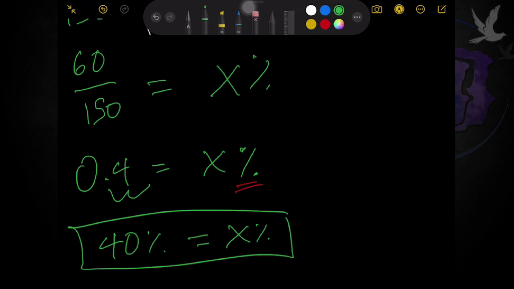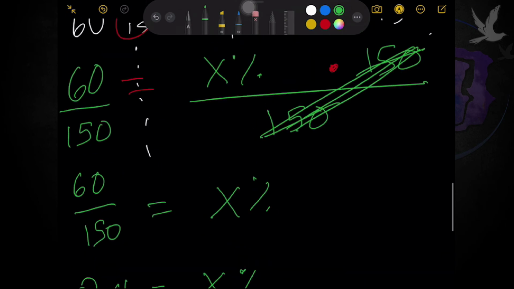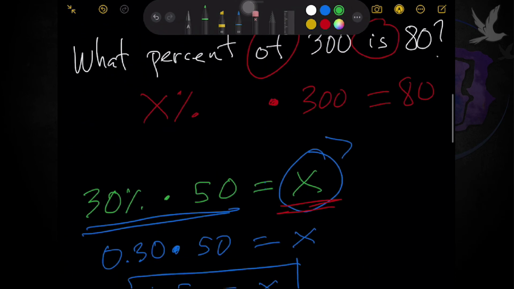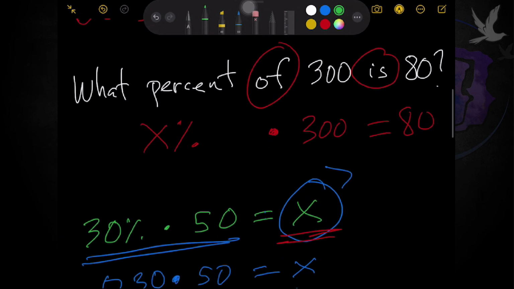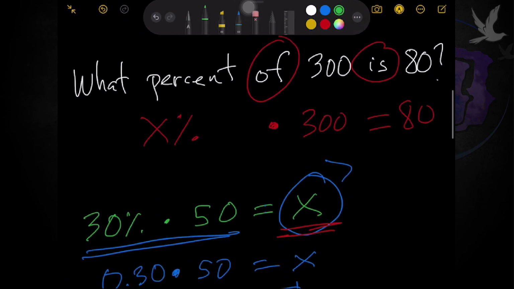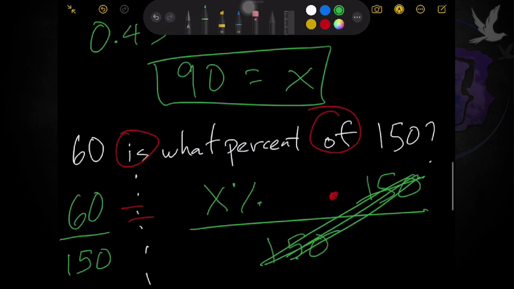So, that is the value of our x right now. This is actually advanced mathematics. Not actually that advanced, but a little. Let's try to do the next number, which is: what percent of 300 is 80?